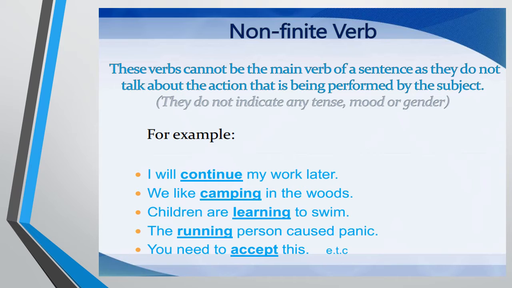So let me discuss non-finite verb. Non-finite is totally opposite to finite verb. These verbs cannot be the main verb of a sentence as they do not talk about the action that is being performed by the subject. They do not indicate any tense, mood or gender. Totally opposite to finite verb. Let me give you a few examples.